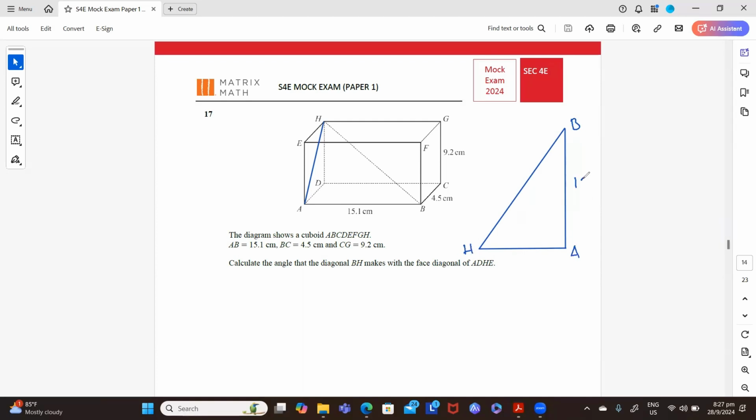So BA is 15.1 cm. What you want to do is find HA. If you notice, you can use Pythagoras theorem to find HA. So right now, HA equals the square root of 9.2 squared plus 4.5 squared. So that will give you 10.24158.